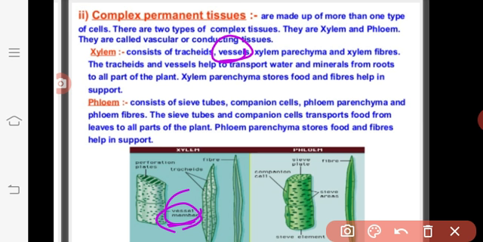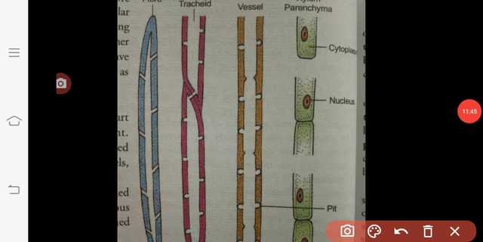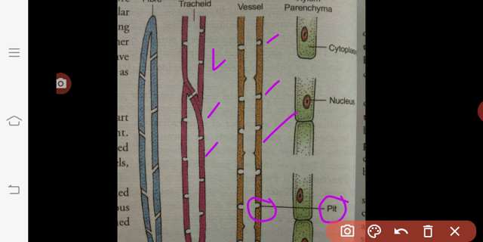Vessels and tracheids are the conducting or tracheary elements of xylem. Vessels are more efficient than tracheids. They occur in flowering plants. Look, this is the structure of tracheids, and this is vessels. In vessels, look, this is the pit.